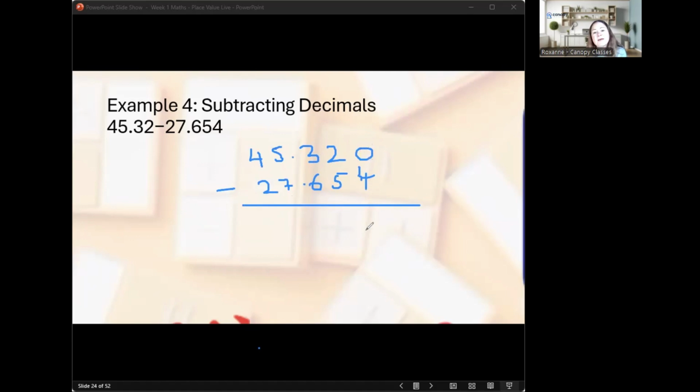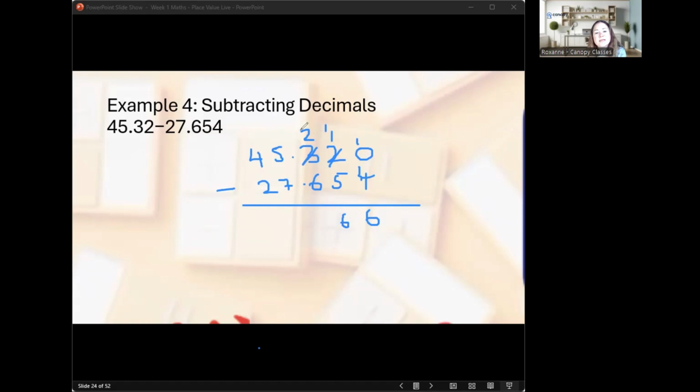lined up. So I can't take 4 away from 0, so I'm going to borrow from the next number to the left. So that will become a 1, and then I can take 4 away from 10 nice and easily. I've got 6. I can't take 5 away from 1, so I'm going to do the same thing. I'm going to borrow, that 3 will become a 2. Put this across, I've got 11, take away 5, which is another 6.